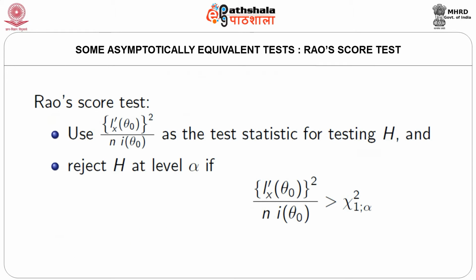Now, to get the Rao's score test, due to the above discussion, use (l_x'(θ₀))² / (n·I(θ₀)) as the test statistic for testing the null hypothesis H, and reject the null hypothesis H at level alpha if the test statistic (l_x'(θ₀))² / (n·I(θ₀)) is greater than the critical point chi-square(1, alpha).